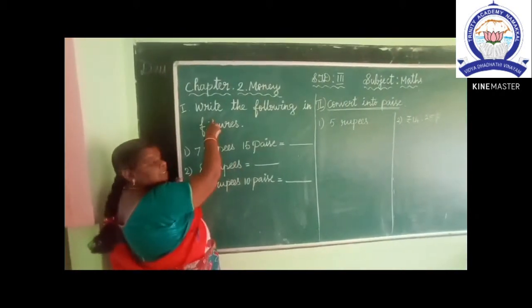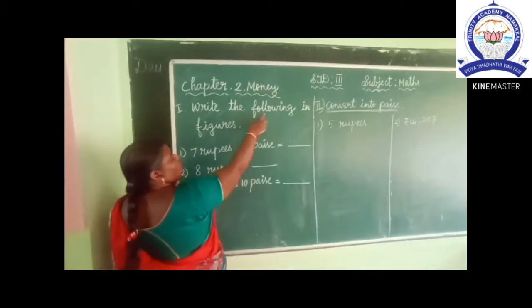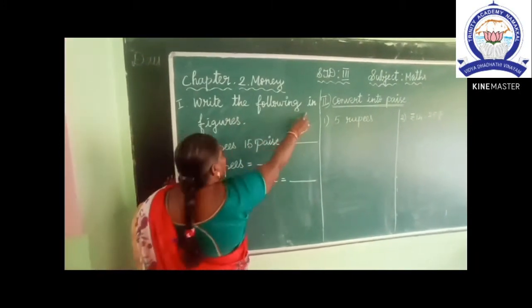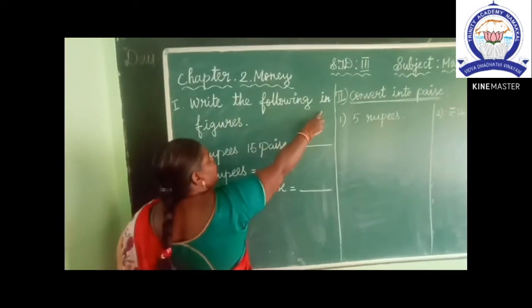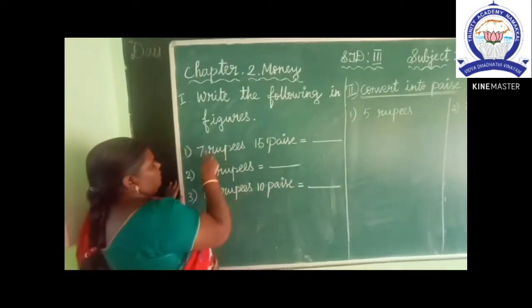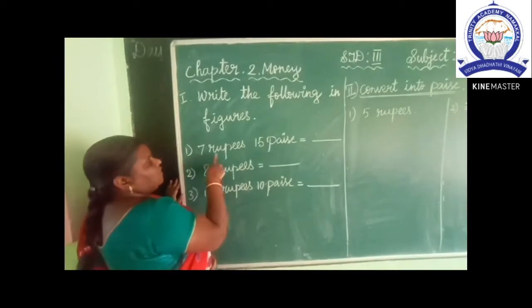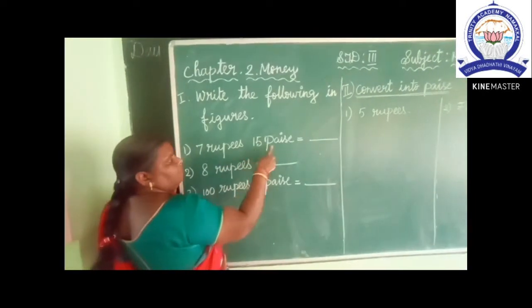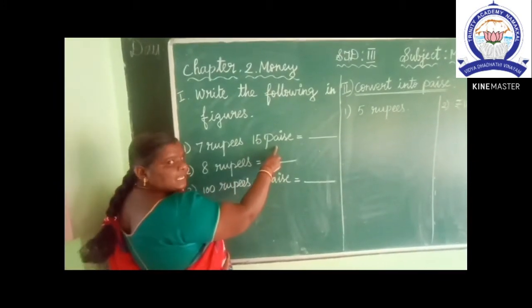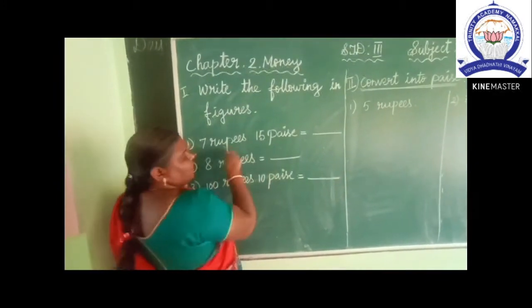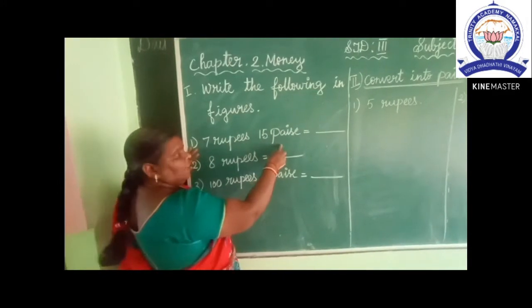See the first Roman sums. Write the following in figures. See the first sum. 7 rupees 15 paise. They are given words to write in numbers.